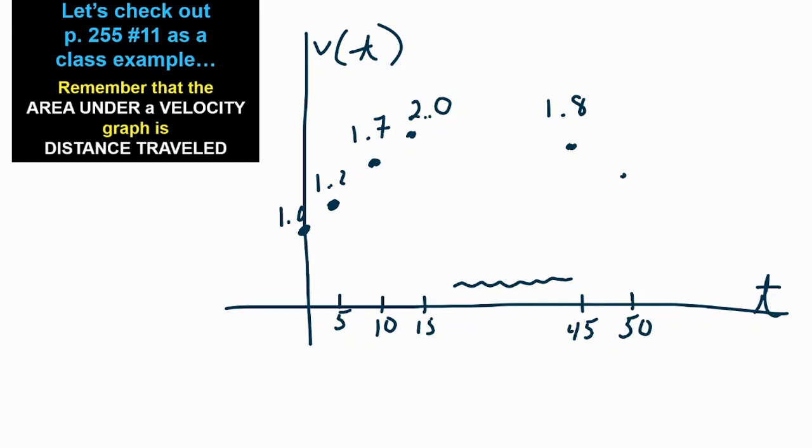Okay, so what am I doing? I'm just grabbing the last few velocities. At 45, it's 1.8. At 50, it's 1.5. At 55, it's 1.2. And at 60, it's 0.